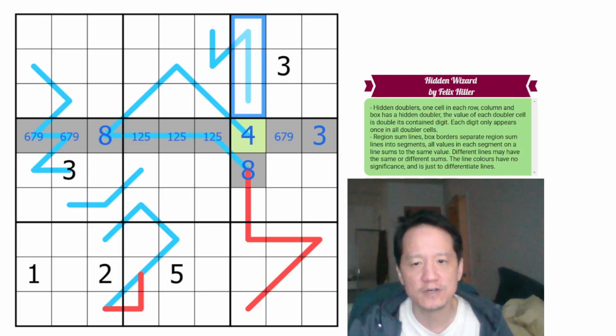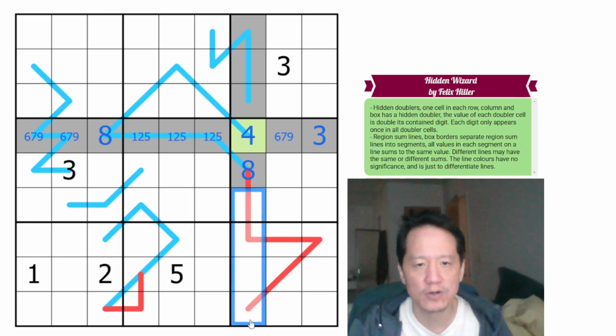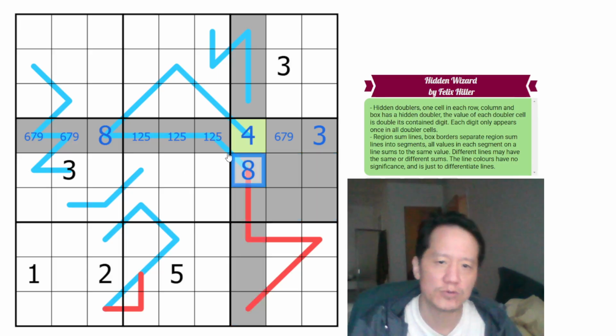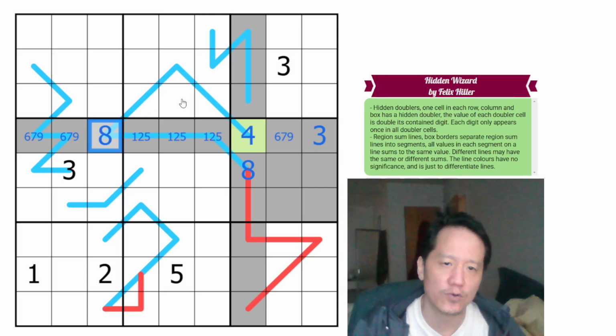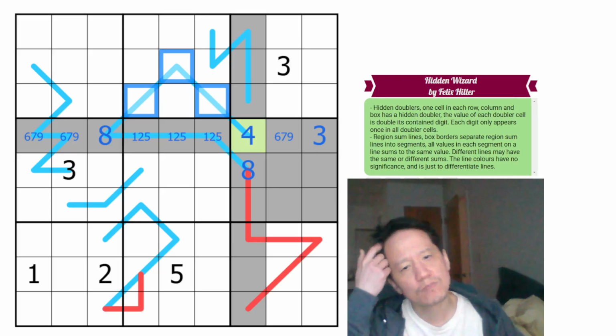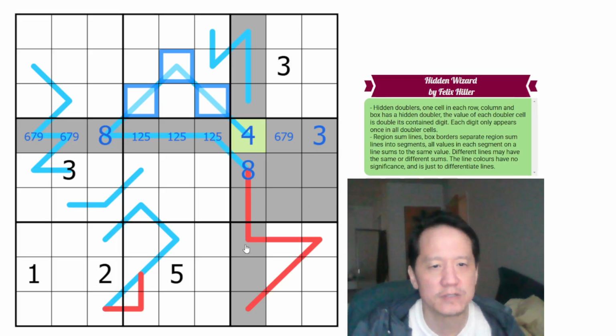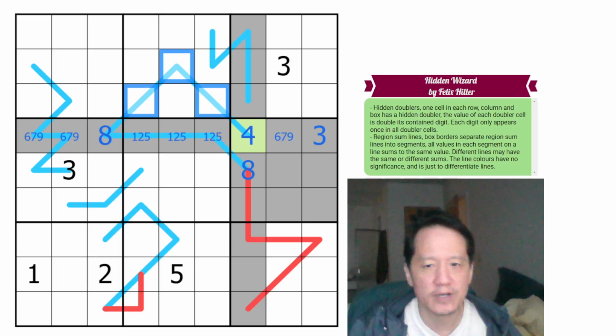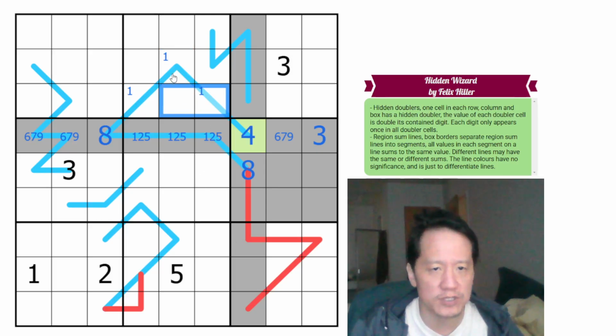The rest of the row cannot contain a doubler, and the rest of the box cannot contain a doubler. So none of these are doublers. So this is a doubler adding to 4. This could have a doubler in it, so let's not do that yet. But either way, I think it has to have a 1 in it, right? If there's no doubler, it's either 1, 2, 5 or 1, 3, 4. So this has to be at most 1 through 5.